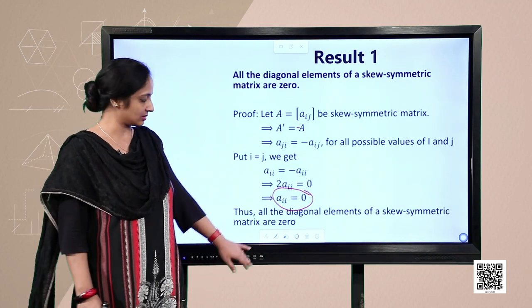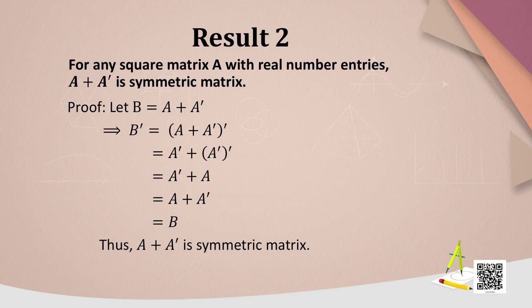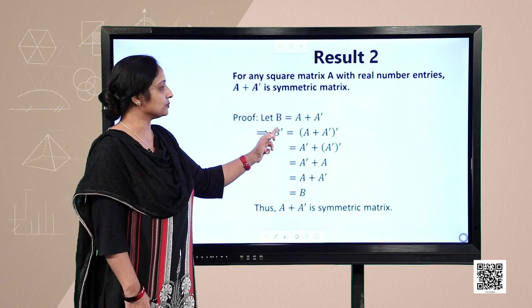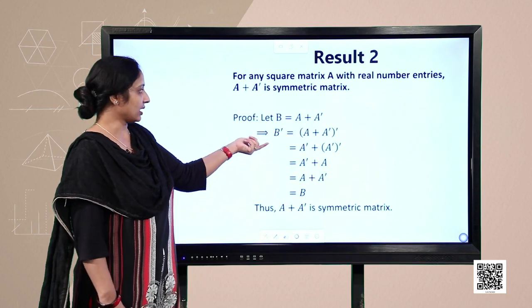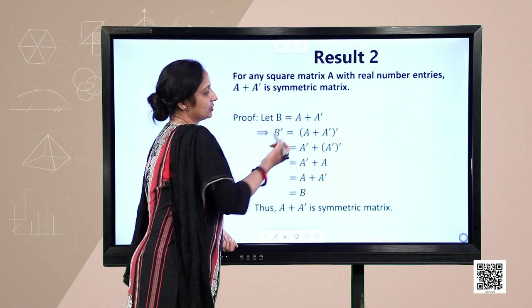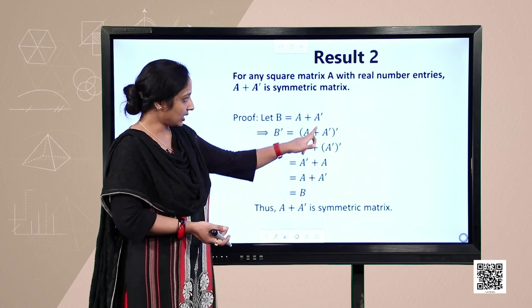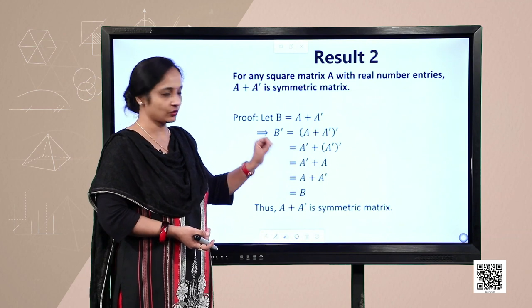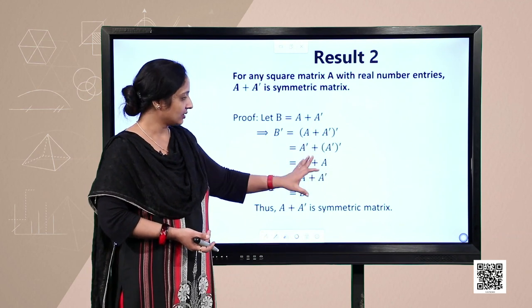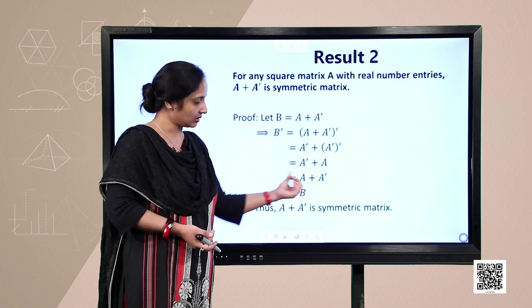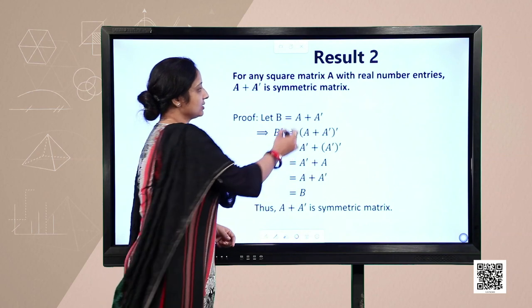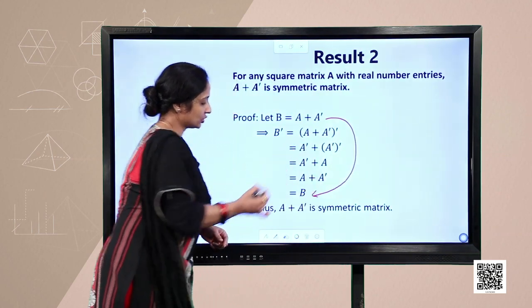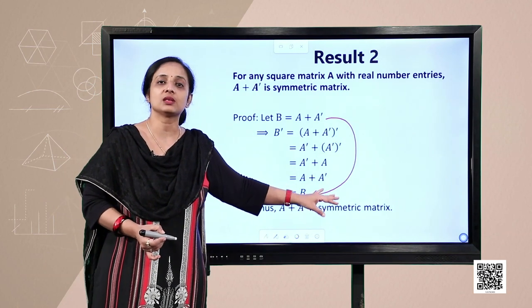So shift this to the other side, this gives you that all the diagonal elements are 0 in the case of a skew symmetric matrix. So let's move to the next result. Result 2: for any square matrix A with real number entries, A plus A transpose is always a symmetric matrix. Let me take B as A plus A transpose. Take the transpose of both the sides. That means B transpose is equal to the transpose of A plus A transpose. Take transpose term wise: A transpose plus transpose of A transpose. This gives you A transpose, but this will give you matrix A. So A plus B is equal to B plus A. So you can invert them and that gives your matrix B back here. This shows that A plus A transpose is always a symmetric matrix.